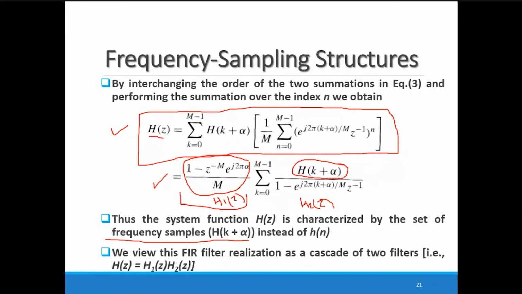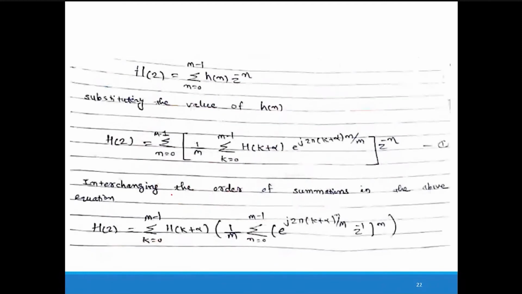Now let us write down the derivation of this equation, how we obtain this. The equations are visible to you because I have taken a photograph of whatever equation I have solved over here. I hope it is visible to you. So initially h of z is equal to sigma n is equal to 0 to m minus 1 h of n into z raised to minus n. This is the given equation of h of z. Now we substitute the value of h of n. I think we have written up to this equation, h of z, this value. This is equation number 1.